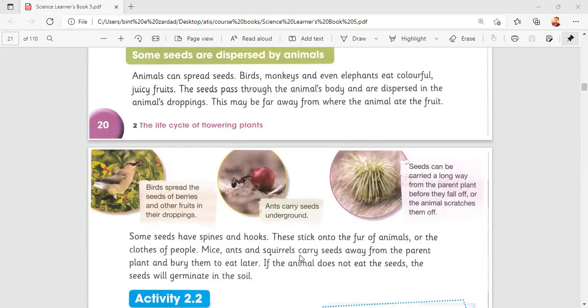Mice, ants, and squirrels carry seeds away from their parent plants and bury them to eat later. Obviously, like ants, they take the seeds from one place to another and bury them in different places to eat later. So what happens in this time? If a seed fulfills these three conditions, it starts the germination process. If the animal doesn't eat the seed, it will germinate in the soil.